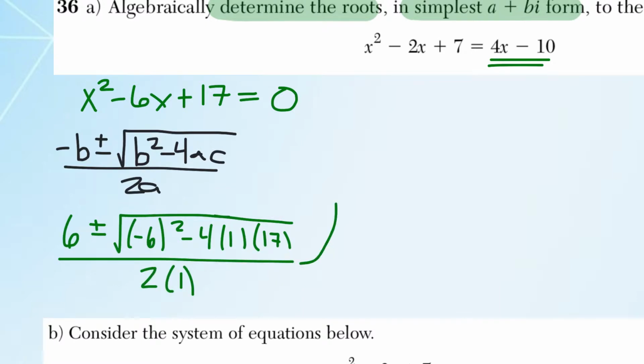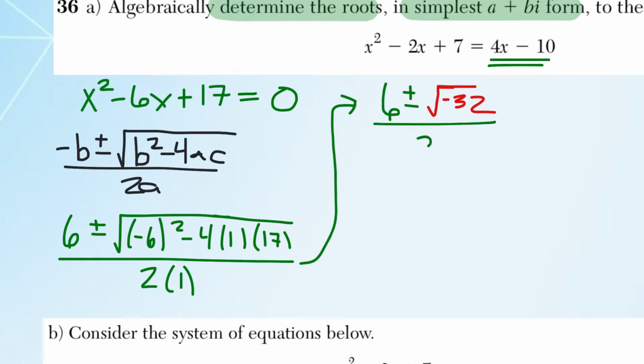The next thing we want to do is simplify what's inside the radical there. So if we took negative 6 squared, which is 36, minus 4 times 1 times 17, that actually gets us root of negative 32. And that's all over 2.